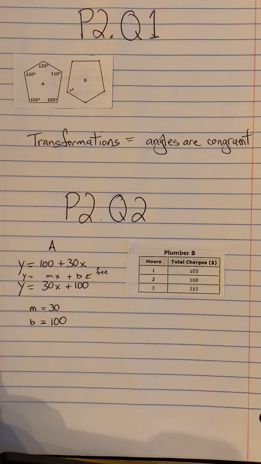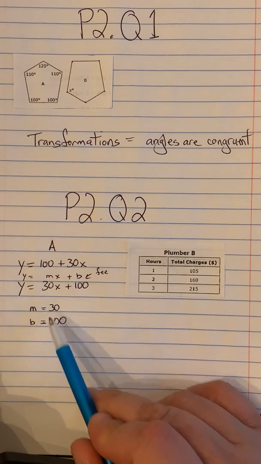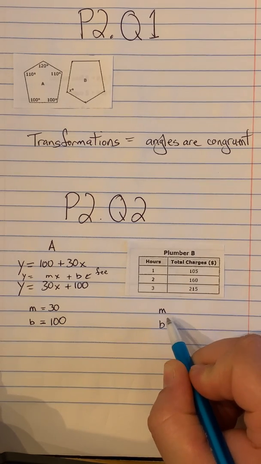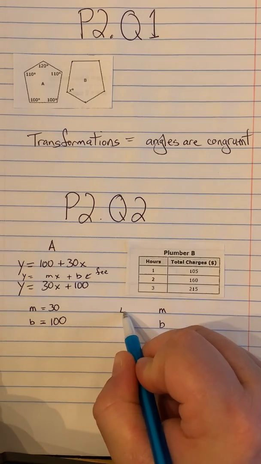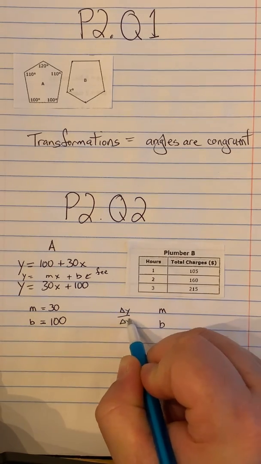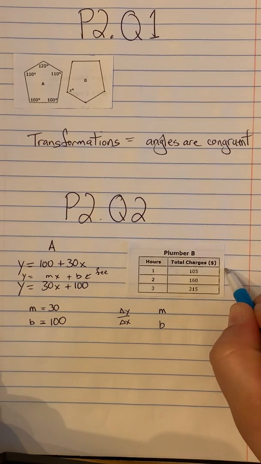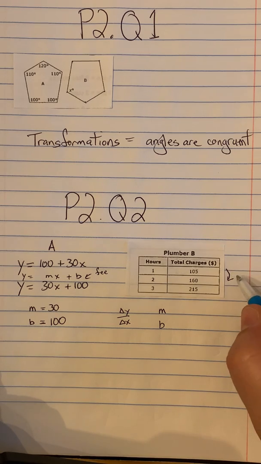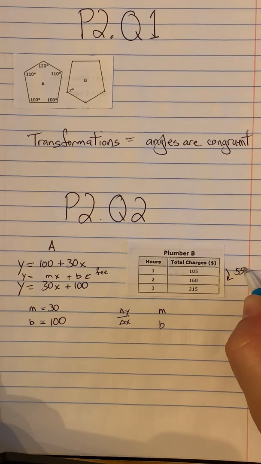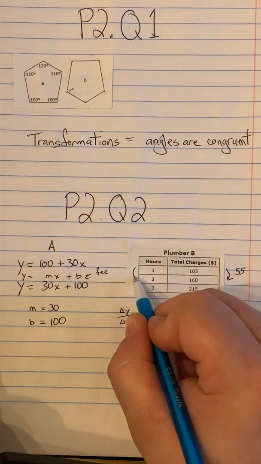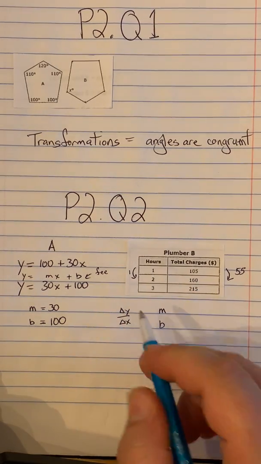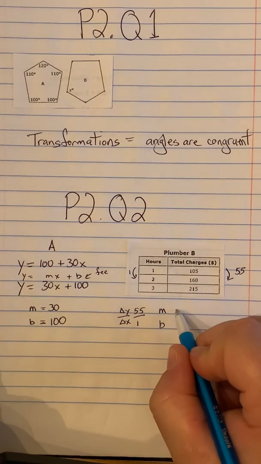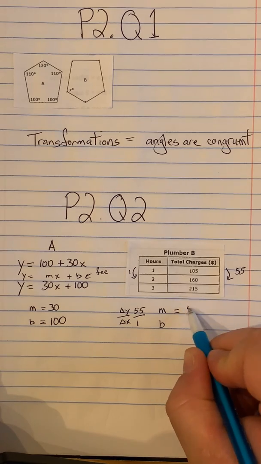Now, in order to be able to answer our questions, they've got several statements. We want to know which one is true. We need to know this same m and b for plumber B. So remember, m, our rate, is the same as the change in y over the change in x. So if I look for the change in y right here, from 50 up to 105 is 55. And then from 1 to 2 is 1.